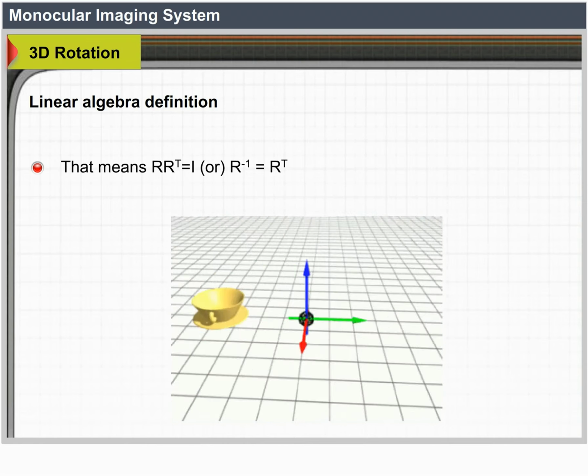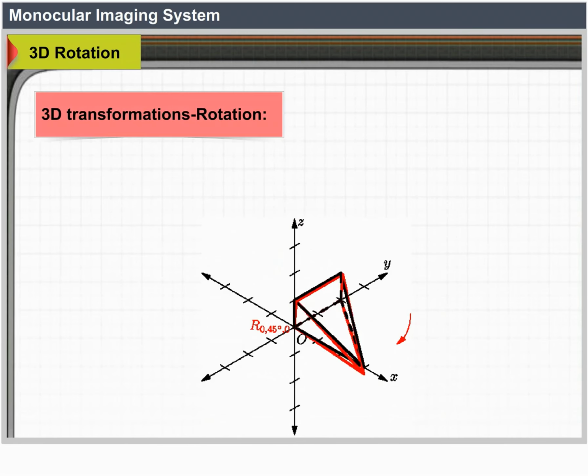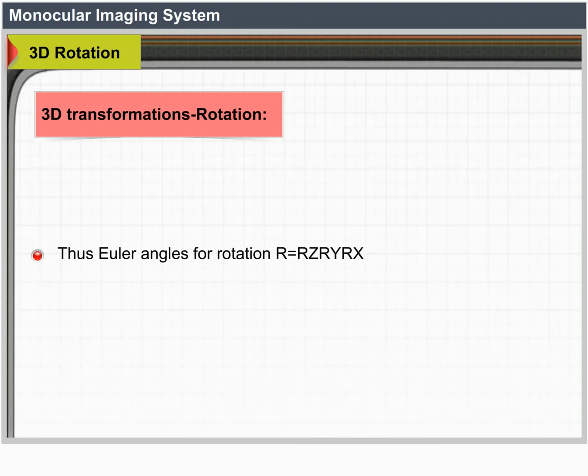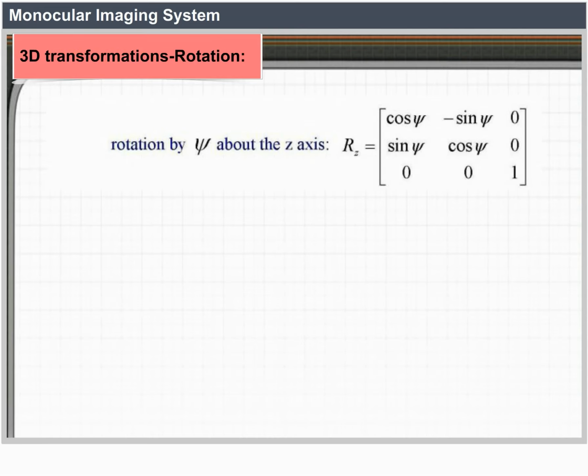transpose. 3D transformations, rotation. Rx, Ry, Rz are known as rotation matrices. Thus, Euler angles for rotation R equals Rz, Ry, Rx can be represented as rotation by psi about the z-axis, Rz equals cos psi, sin psi, 0; minus sin psi, cos psi, 0; 0, 0, 1.